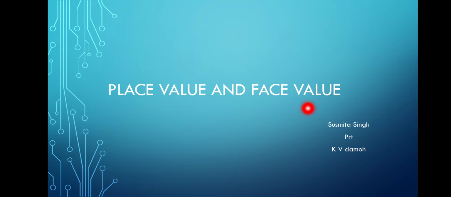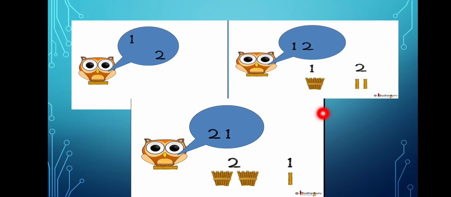So, children, let's begin. Look, this is the number 1 and 2. What happened when 1 and 2 come together? Look, this becomes 12. 12 means one bundle of 10 sticks and 2 loose sticks. Correct? Let us place them another way. Now it is 21. 21 means 2 bundles of 10 sticks and 1 loose stick.